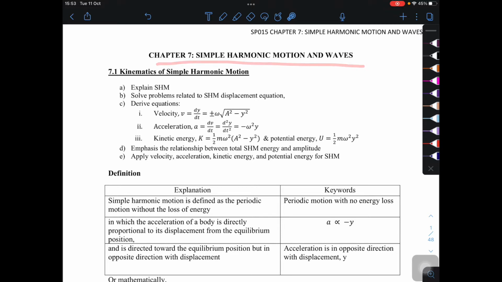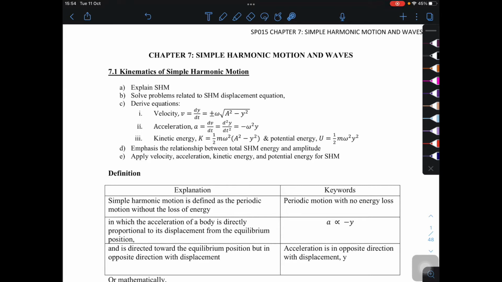Simple Harmonic Motion and Waves. In this chapter we have 7 subtopics and I'm going to discuss the first subtopic, 7.1, Kinematics of Simple Harmonic Motion. Okay, so here kita ada a few learning outcomes.